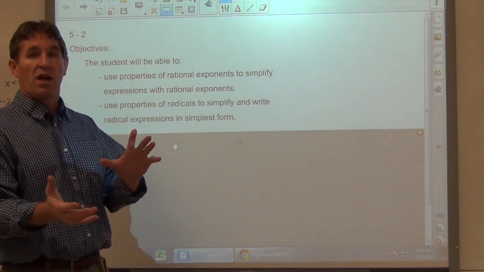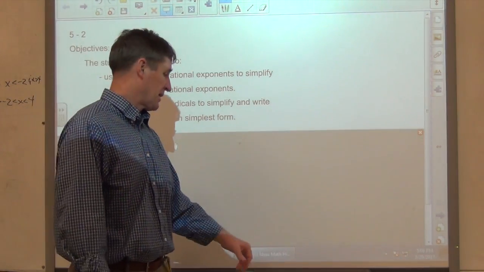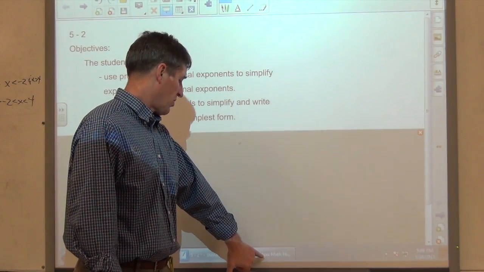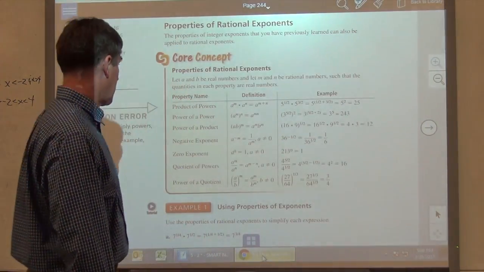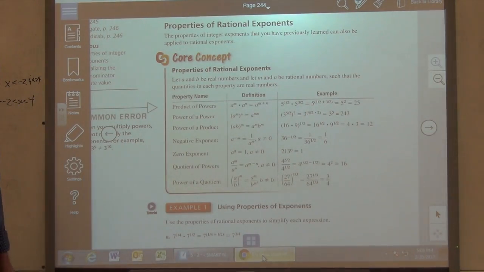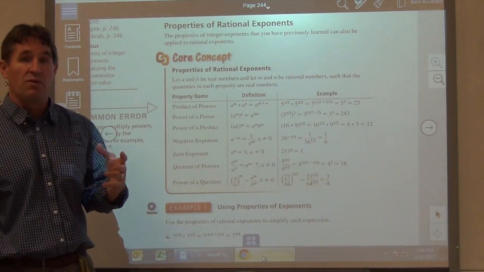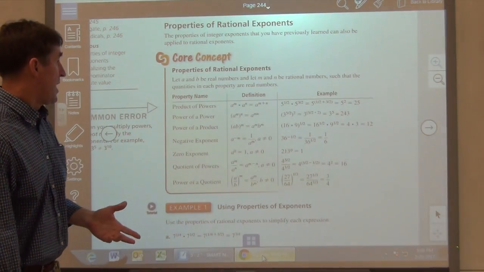Now today we're going to do a lot of work with the textbook because there's a lot of examples there and the notes are rather large, so instead of writing them out, we'll just look at it in here. And so the first thing we're going to look at is properties of rational exponents. These are things that you did in Algebra 1.